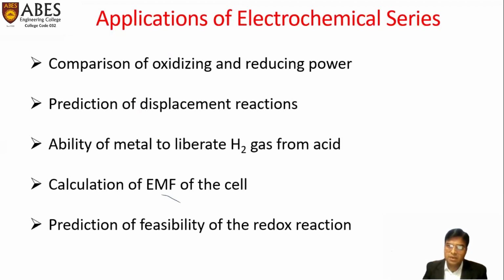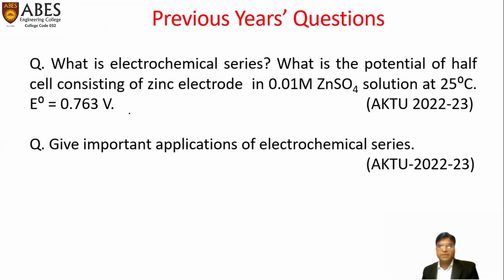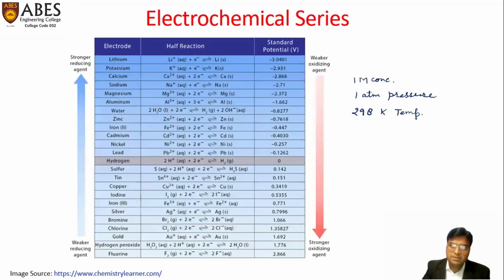Now let us see a few questions which are asked in the previous years. What is the electrochemical series? What is the potential of half cell consisting of zinc electrode in 0.01 molar zinc sulfate solution at 25 degrees centigrade? E naught value is given. The first part of this question, what is electrochemical series, has already been discussed in this slide. So electrochemical series is the arrangement of different elements according to their increasing standard potential.